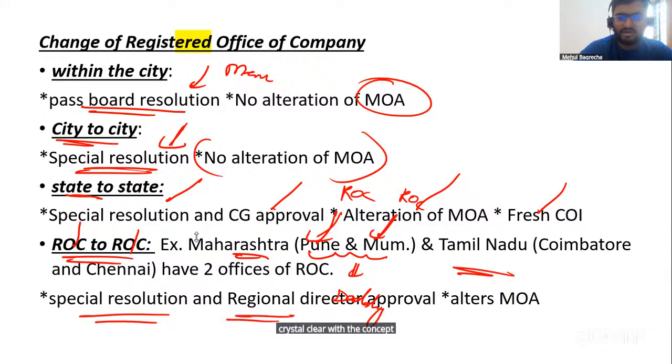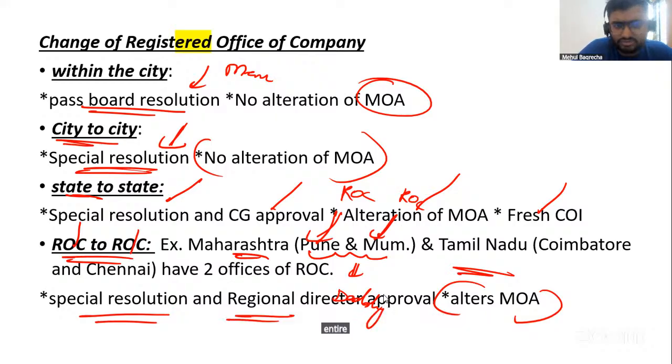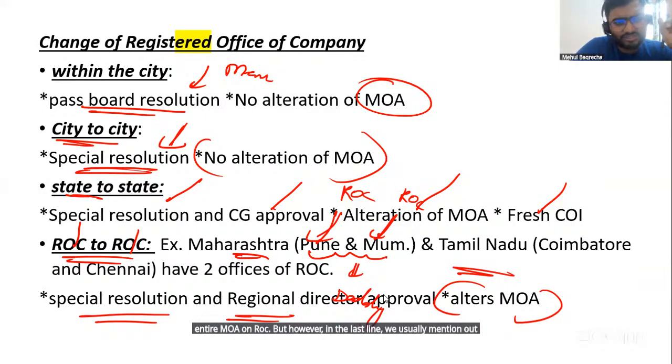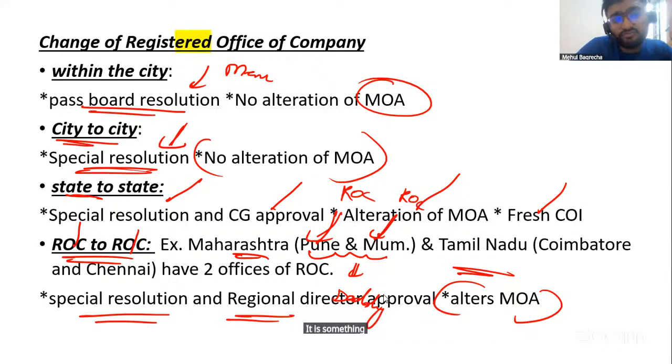Everyone understood? All right. And the last thing, alter your MOA. Why will the MOA be altered? Because earlier I was mentioning there is no clause on ROC. There is no clause in my entire MOA on ROC. But however, in the last line, we usually mention, out of conservative process, who is my daddy also is usually mentioned. Is it coming from law? No, it is not coming from law. It is something that as a practice we do.